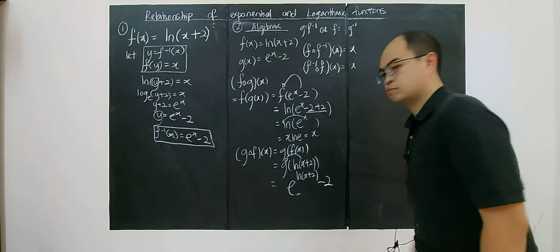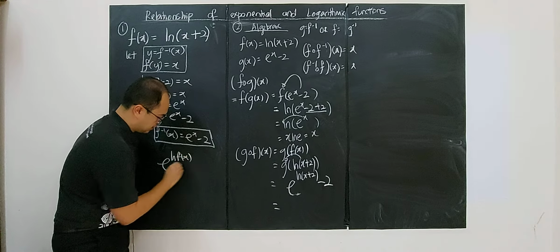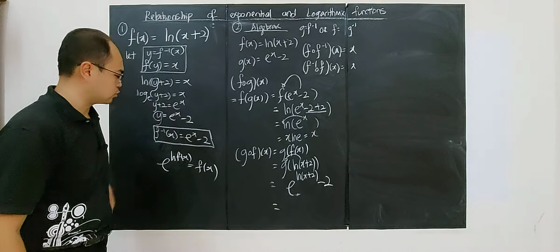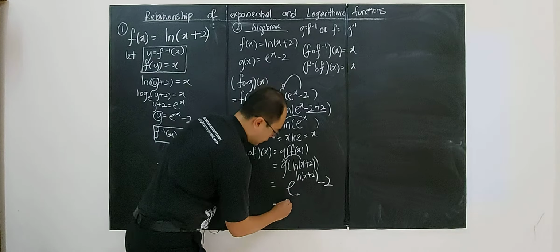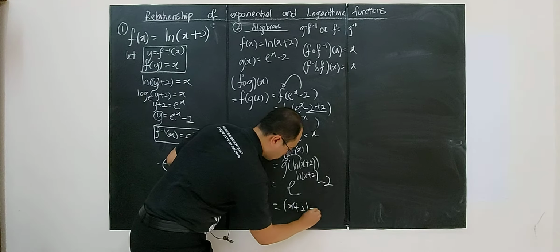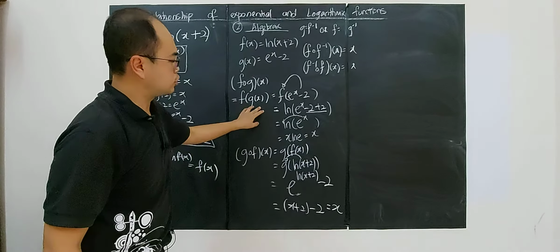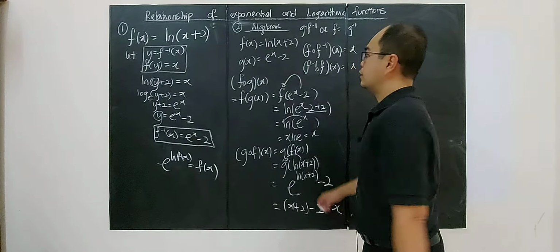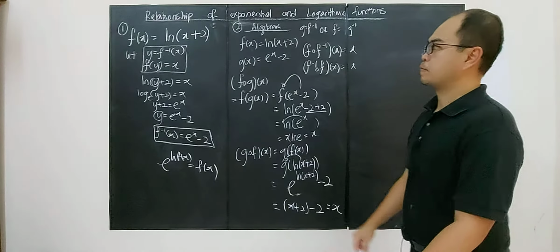As you know, there is a formula that when you have e^(ln f(x)), you get back f(x). You can look at this in chapter 1. So you get x + 2, minus 2. 2 minus 2 is 0, then you get x. Can you see that? f(g(x)) gives x, and g(f(x)) gives x. So this has shown that g is the inverse of f, and f is the inverse of g.